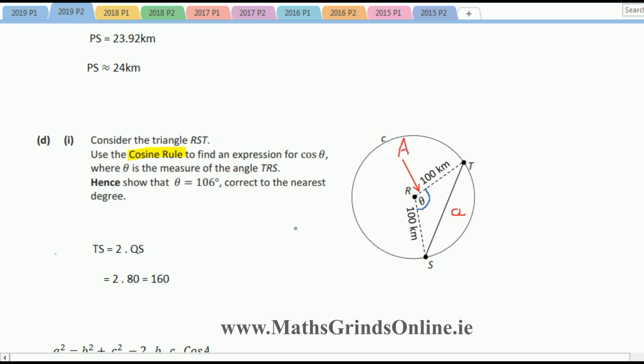Alright, so we're being told to use the cosine rule. So the cosine rule is, if you have a triangle, if you're going to call this the angle A, the side opposite it has to be the side A. And the other two sides then can make up B and C. I seem to have lost the ability to write the letter B. There we go. So we'll just remember that. So in my diagram here you can see that if I'm going to call this theta here the angle A, then the side opposite, in other words T to S, has to be A.